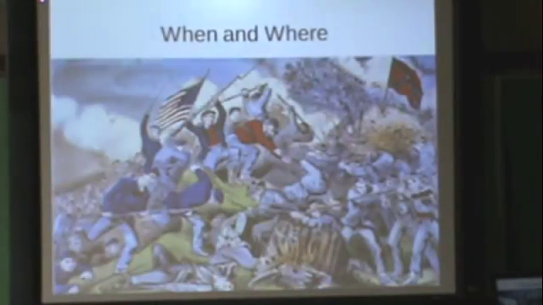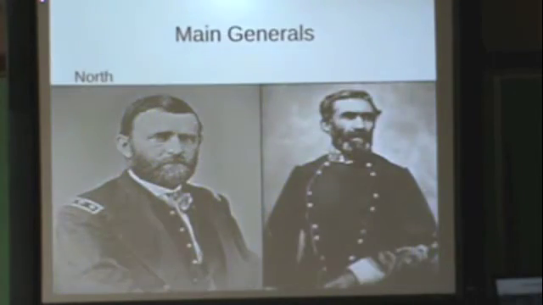When and where? The Battle of Chattanooga took place in Tennessee from November 23rd to November 25th, 1863. Main generals. Generals that fought in this battle were Major General Ulysses S. Grant, who fought for the Union, and General Braxton Bragg, who fought for the Confederacy.